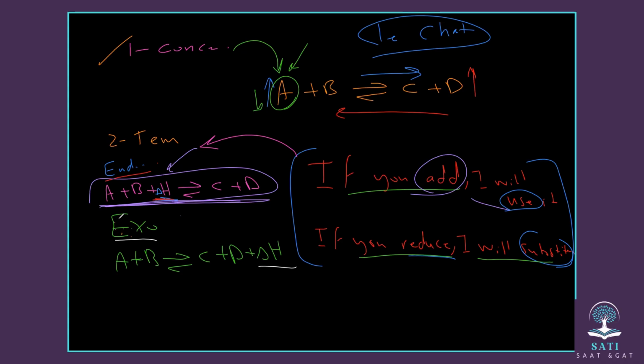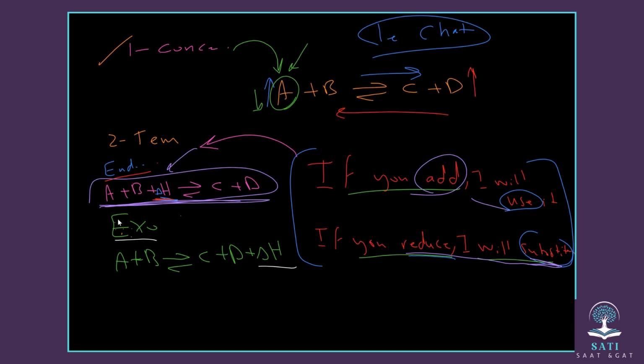Okay, what about if you decrease heat in an endothermic reaction? If you decrease heat, the reaction will go to substitute, as we said. So if you reduce the heat or the temperature in the endothermic reaction, it will go in reverse to produce more reactants, such as A and B, and also the heat, because they are reactants. Good.